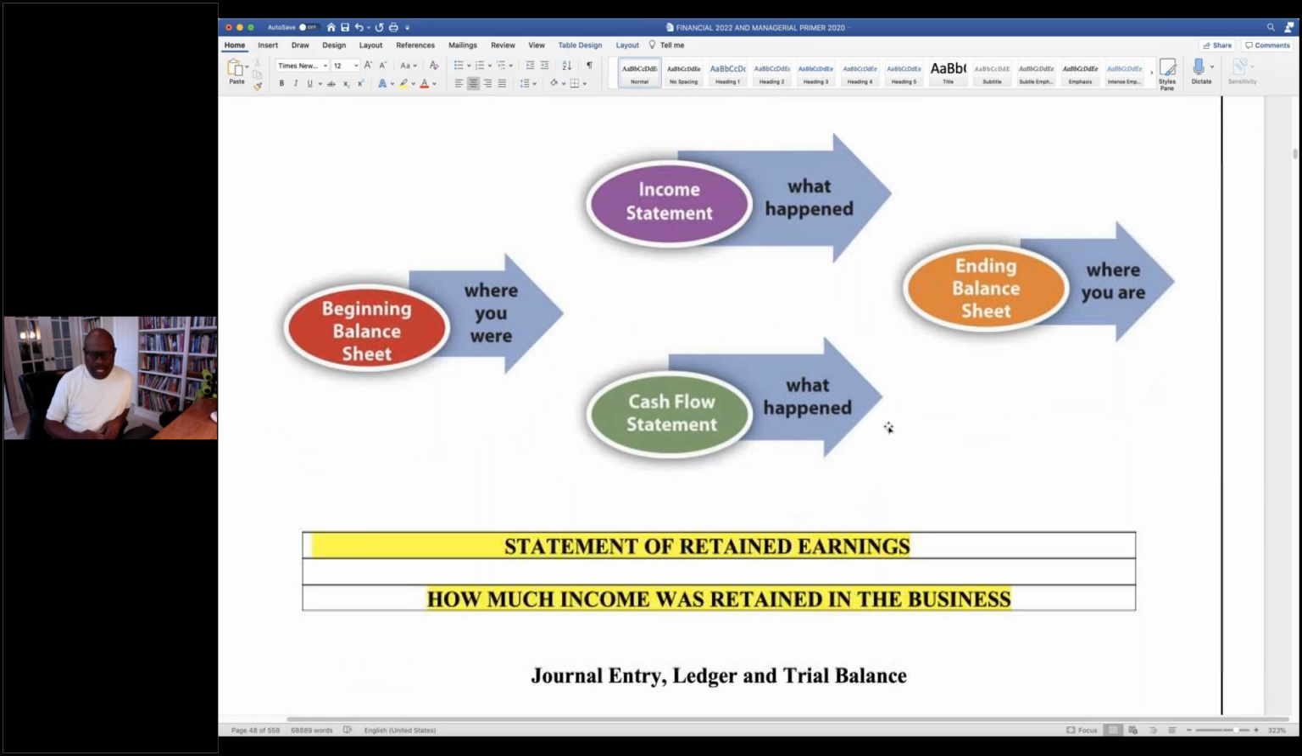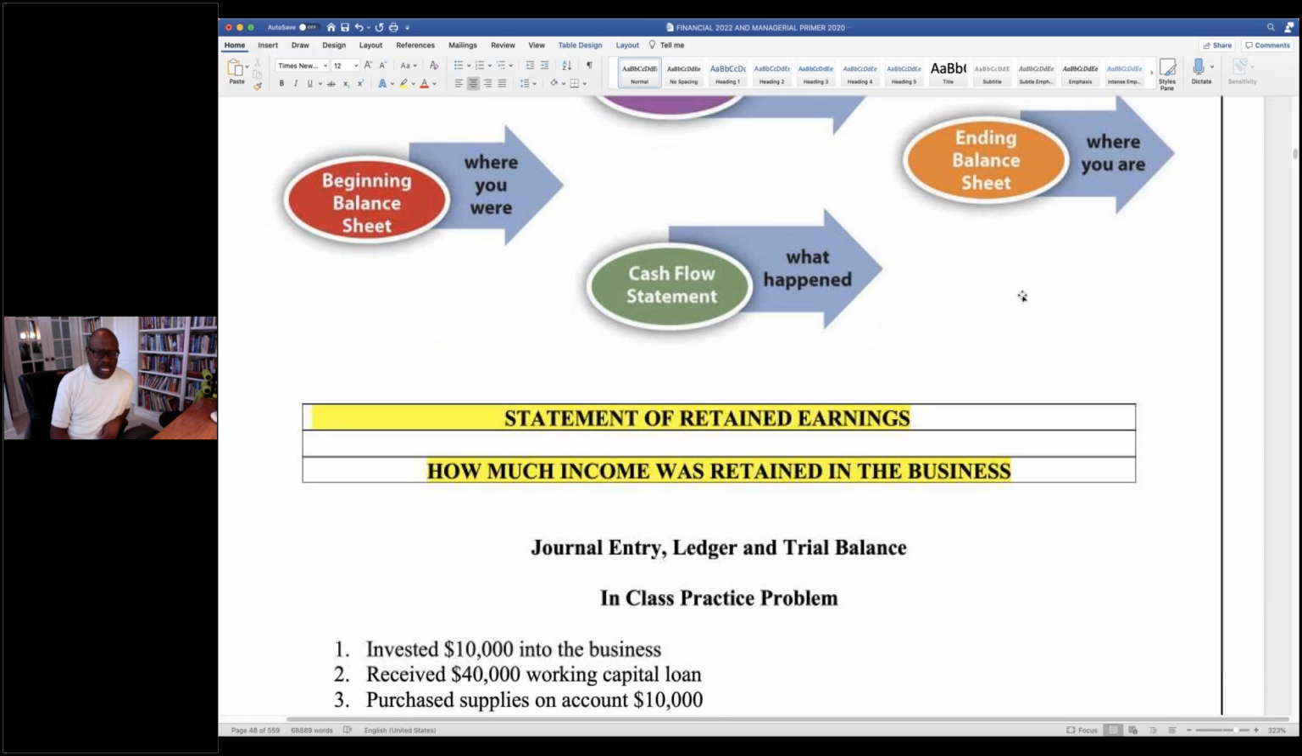Here we talk about the functions of the financial statements. We have the balance sheet at the beginning of the year. The income statement tells us what happened in terms of income. The cash flow statement tells us what happened in terms of cash. The statement of retained earnings tells us how much of the income we kept in the business, and the balance sheet tells us where we are now.